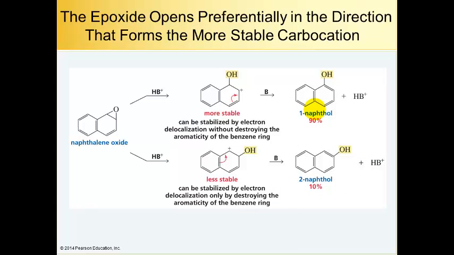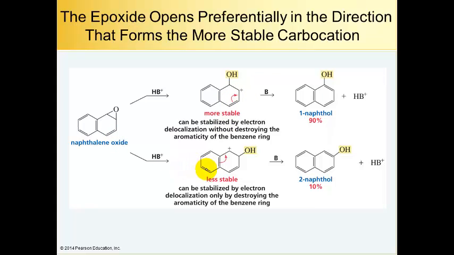Epoxides are going to open preferentially in the direction that forms the most stable carbocation. Here's an example that's a little bit complicated, but if you think about it, it makes sense. If we have this epoxide here, and we open the epoxide so that we get this carbocation, we have resonance from this double bond, and it's all good.